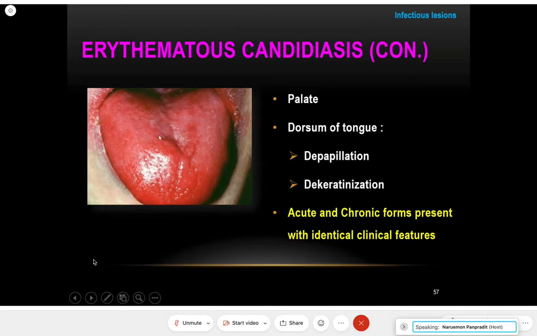And not only the tongue, the palate and some other areas also show this lesion. However, on the tongue, the change is depapillation and dekeratinization. That's why it becomes a red and smooth surface. The acute or chronic form presents identical clinical features, both erythematous or pseudomembranous candidiasis. It just depends on the time of onset.